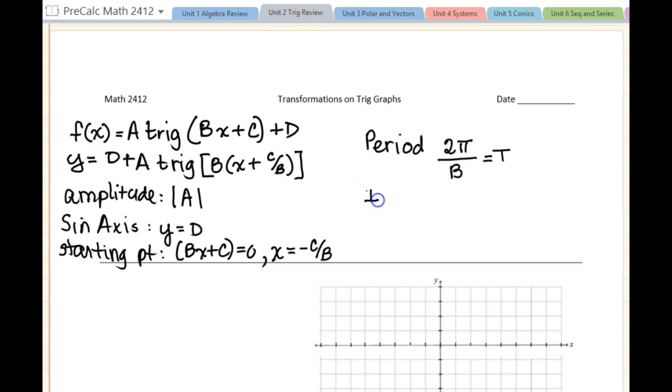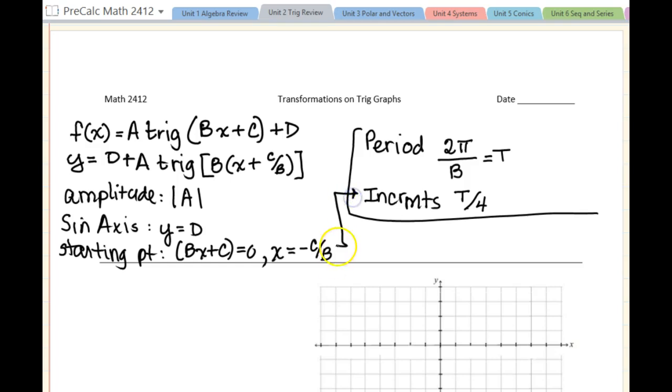In order to find increments, and this is more so for sine and cosine, as well as my period information, the increments would be the period divided by 4. And we want to make sure that our starting point as well as our increments have the same denominator. It'll be easier in terms of our graph.